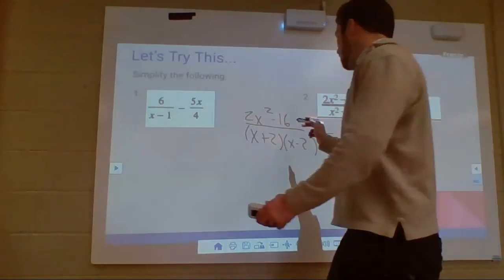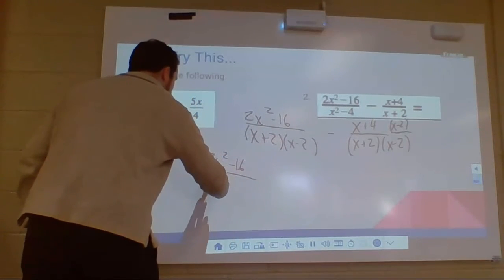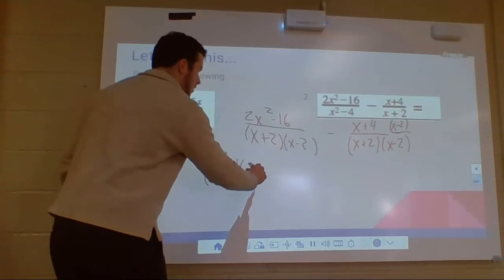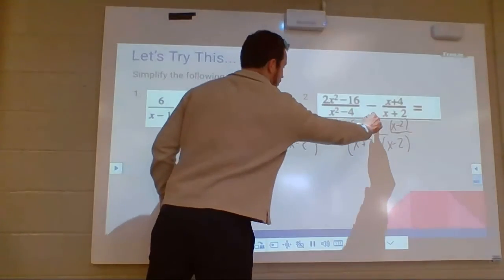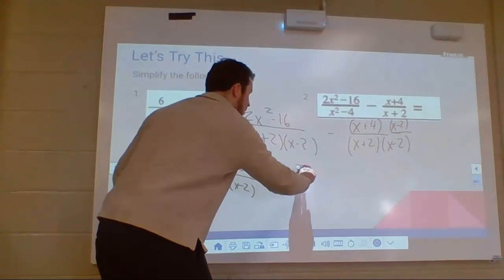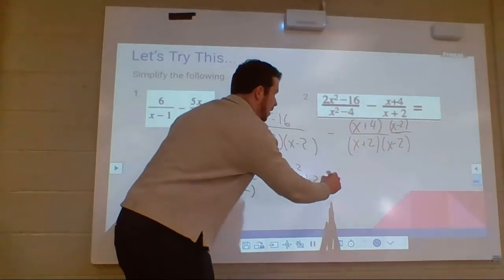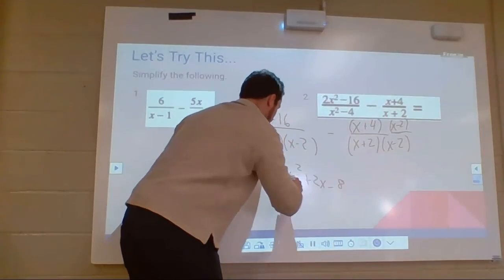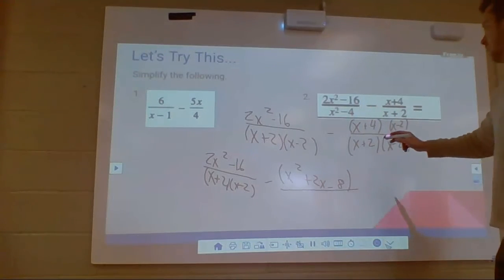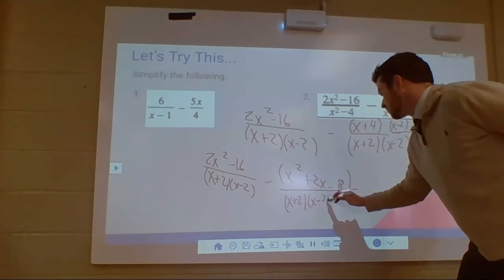Okay, so I'm going to just say 2x squared minus 16 over x plus 2 times x minus 2. And then I'm going to go ahead and just distribute these out. I'm going to say minus, and when I distribute these, that's going to give me x squared plus 4x minus 2x. That's going to give me plus 2x. 4 times negative 2 is negative 8. I'll leave that. And then I'm going to keep that same denominator, x plus 2 times x minus 2.